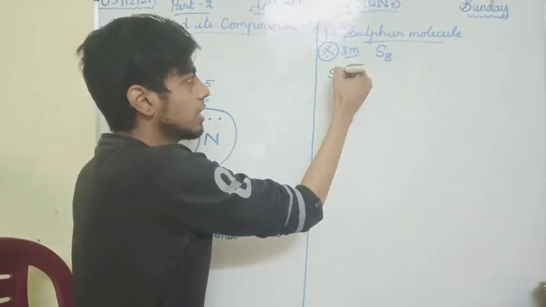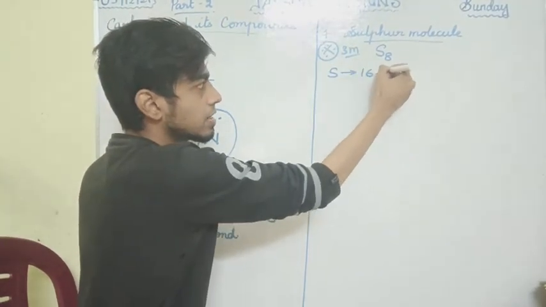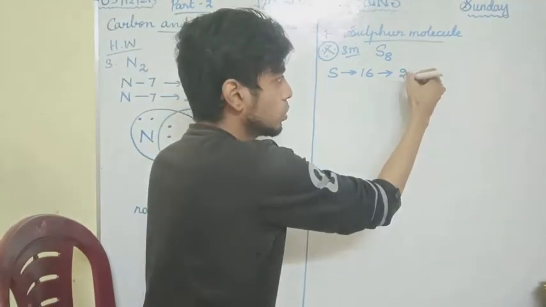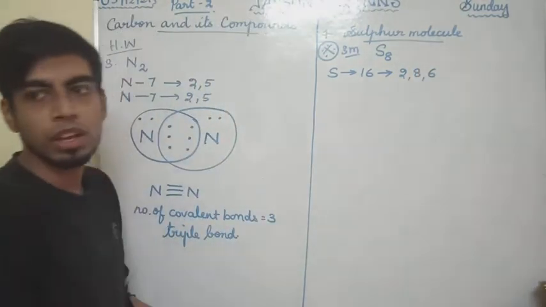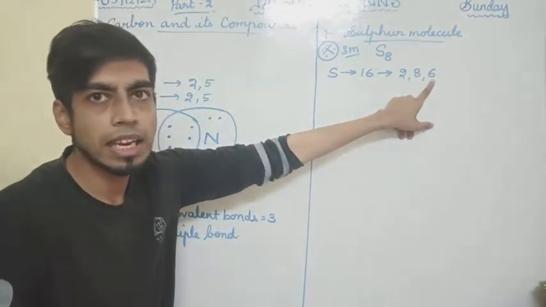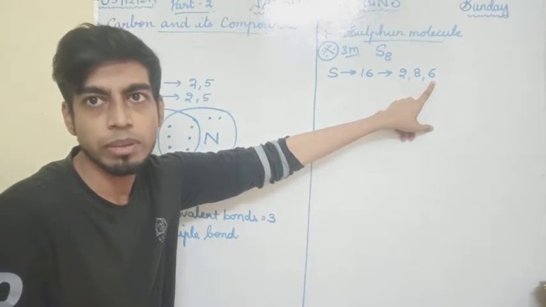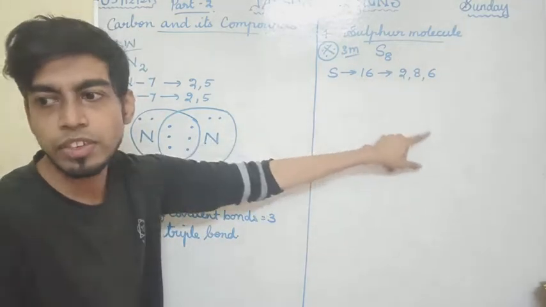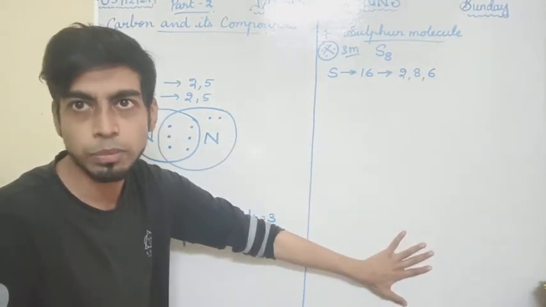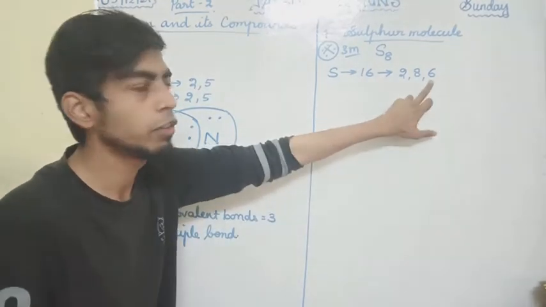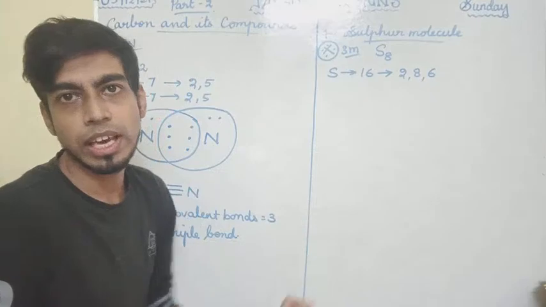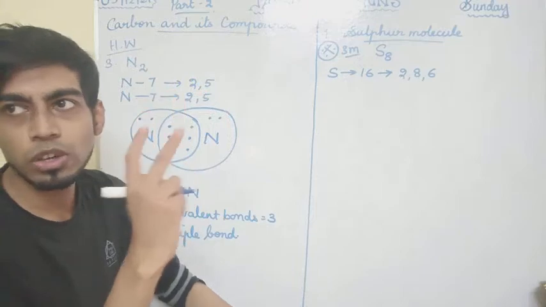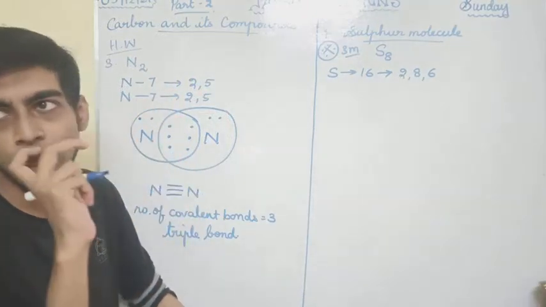See here, for sulfur the atomic number is 16. 16 means it will be arranged as 2, 8, 6. So 6 electrons are there in the last shell, so we must keep 6 dots for sulfur. How many sulfurs do we have to put? 8 sulfurs, and for each sulfur we have to keep 6 dots. It needs 2 electrons to become stable, so it will share 2 electrons.